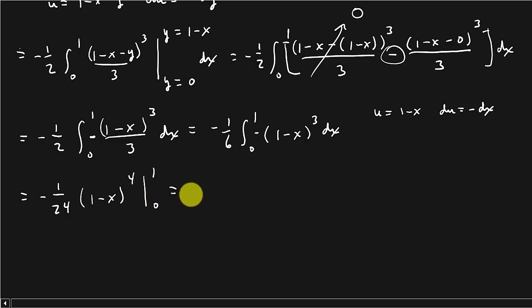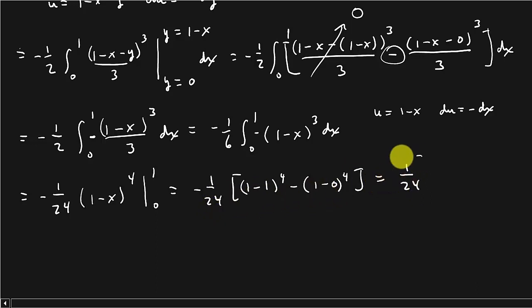And so that's going to be negative 1 over 24 times 1 minus 1 to the fourth, minus 1 minus 0 to the fourth. And so this goes to 0. This is going to be negative 1. Negative 1 times negative 1 over 24 is positive 1 over 24. And so there it is, evaluated.